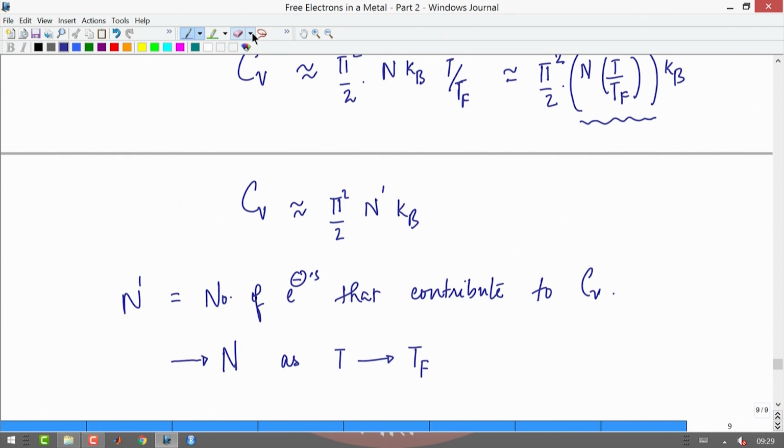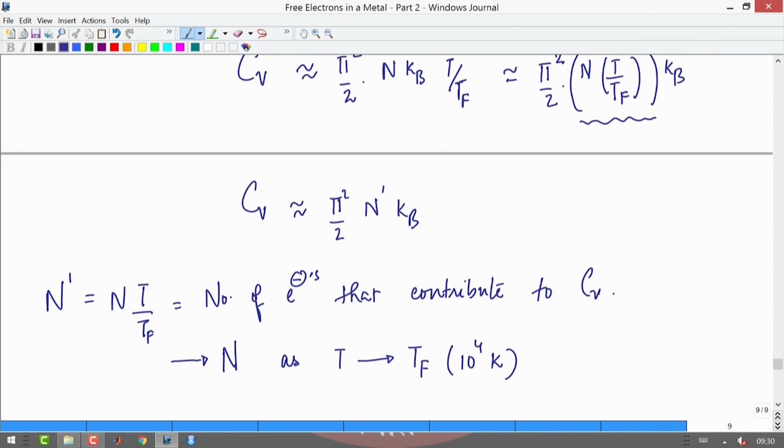Okay. So, I am going to write this here just to remind all of you that this n prime is n into T by Tf. So, the number of electrons that contribute to the heat capacity, and that tends to n as T goes to Tf, which means at very high temperatures of the order of, I know that Fermi temperature is of the order of 10 to the power 4 Kelvin for most metals.